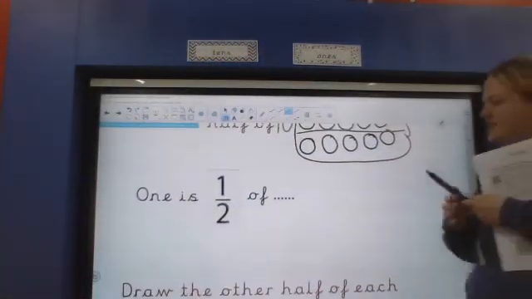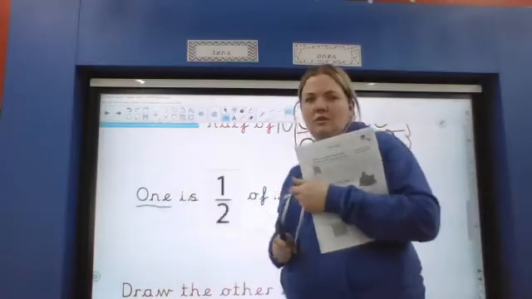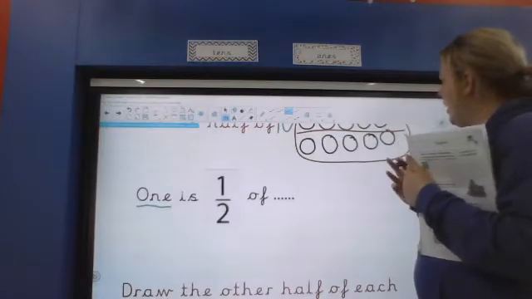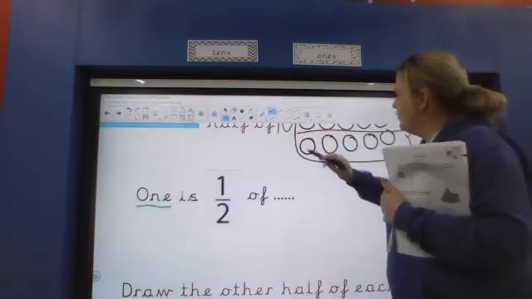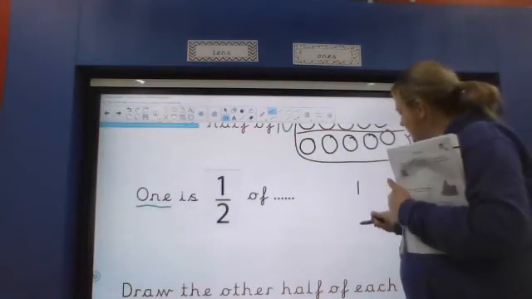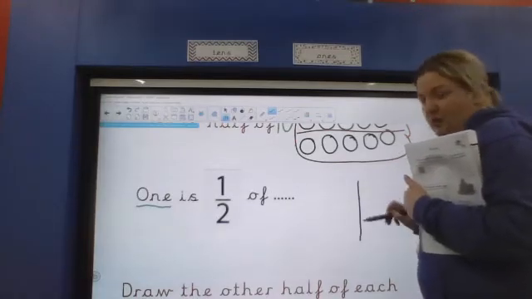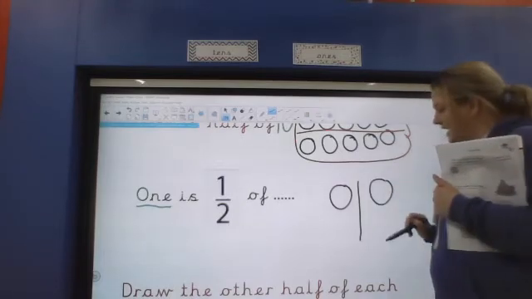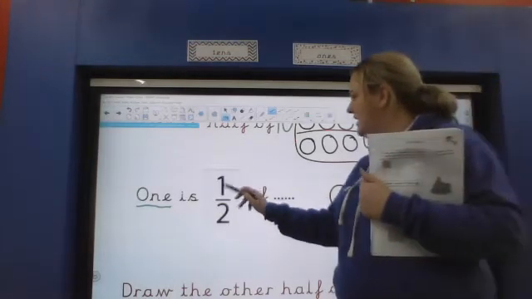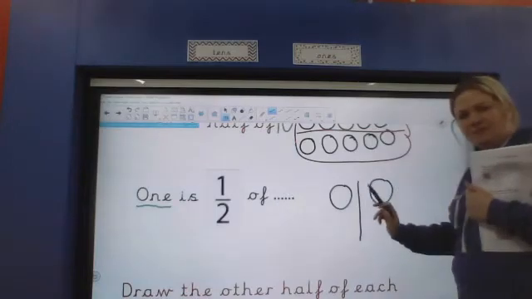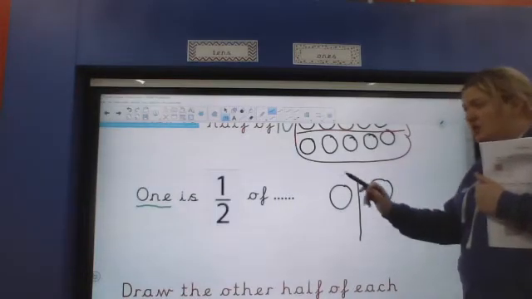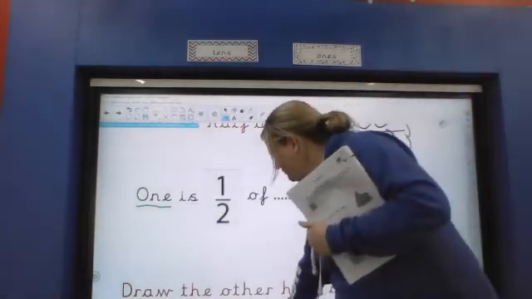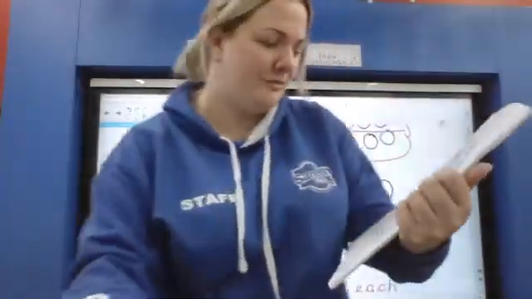Next one. This one says 1. So 1 is half of what? We've only got 1, so let's just draw it. We're doing it into equal parts. So half your board. And they said we had 1. Remember, they've got to be equal on either side. So 1 is half of, how many are here? 1, 2. So 1 is half of 2.